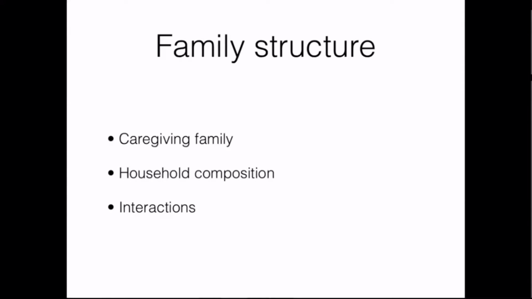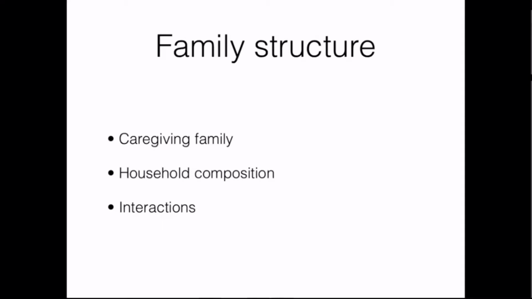So first, let's look a little bit more closely at family structure. When we look at family structure, we're going to look first at the caregiving family. So who lives in the home? What's the ratio of children to adults, and how do those people interact with each other? And that also overlaps into the household composition. So we really are interested in who lives in the home, who is in and out of the home often, who are the primary caregivers for the child.